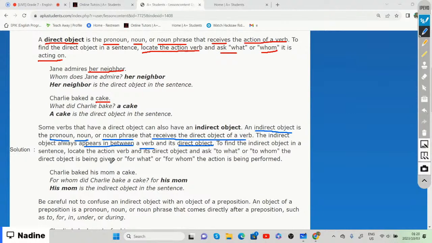And in order for us to find the indirect object within the sentence, we need to locate the action verb. And then we also need to locate the direct object, because remember we said that our indirect object always appears in between the verb and the direct object. Then you need to ask yourself to what or to whom the direct object is being given, or for what or for whom the action is being performed.